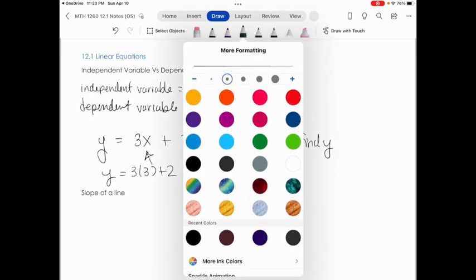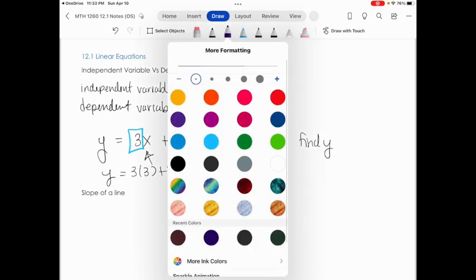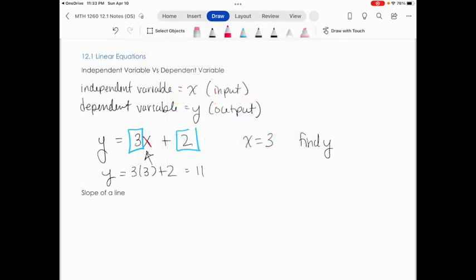Now these values here will be constant, but the variables will change depending on what you plug in. So I'm highlighting our variables in pink, and the blue is constant, will always remain 3 and 2.